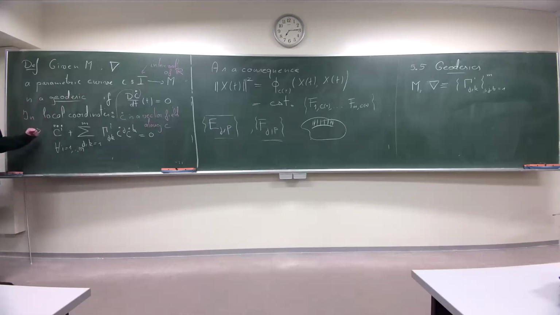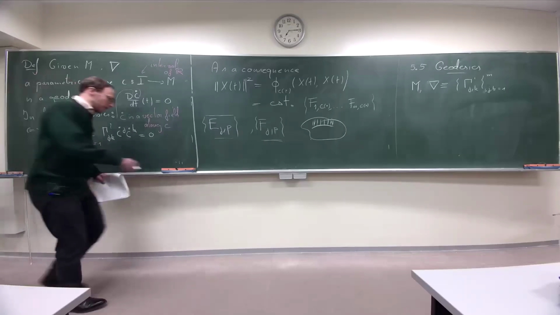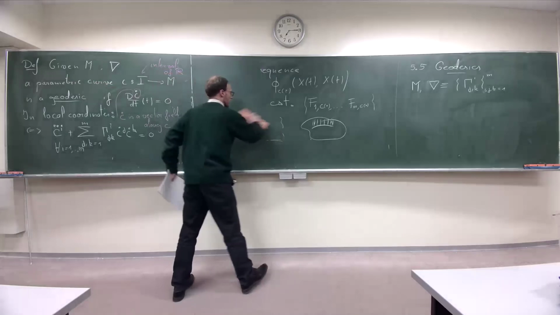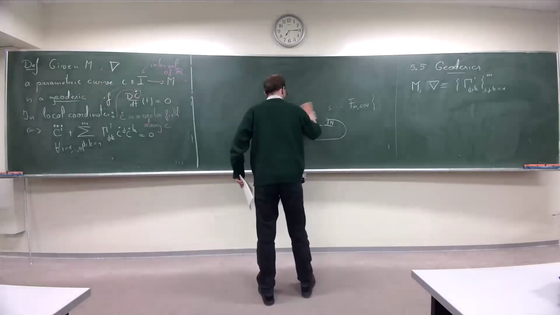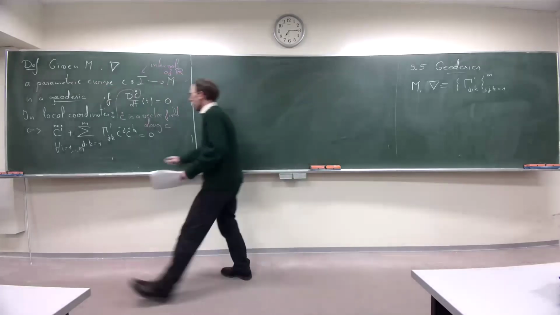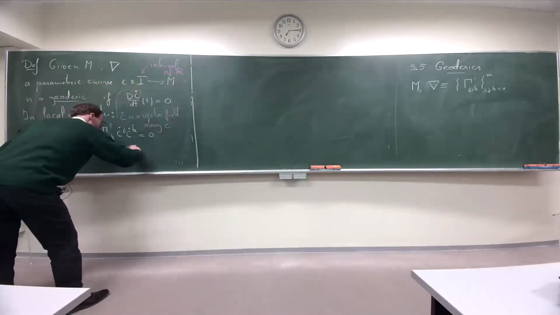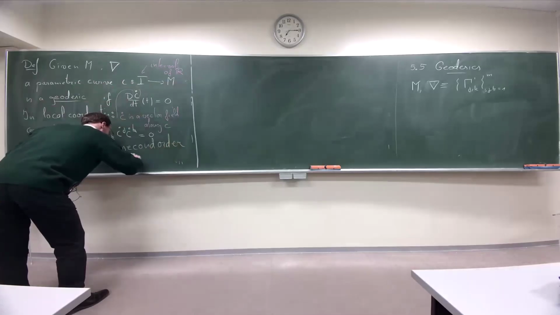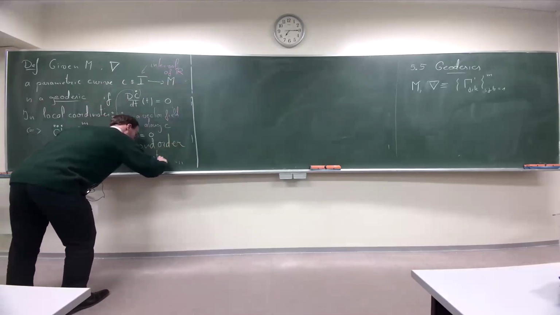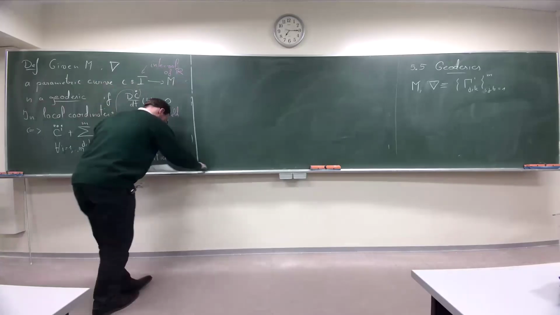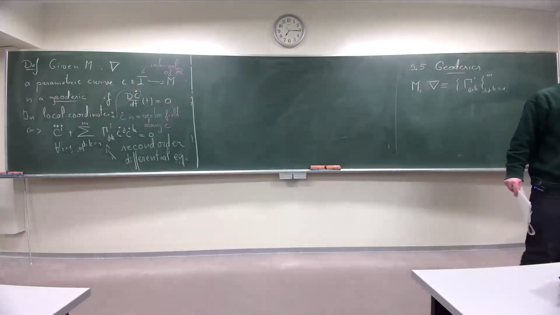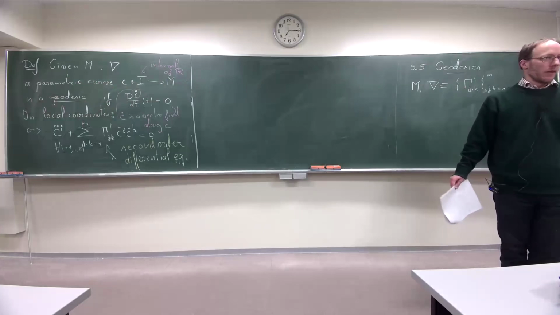So a curve is a geodesic if it satisfies this equation. That's it. And what you observe is that it's a second order differential equation. And maybe you know something about second order differential equations. If you have two initial conditions, you have a solution.